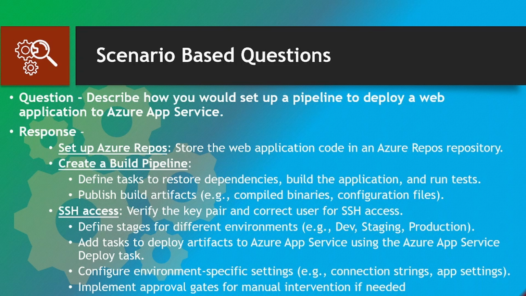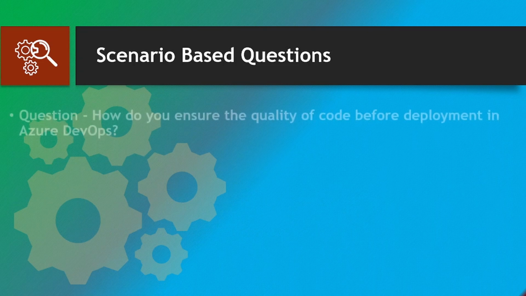Add a task to deploy artifacts to Azure App Services using the Azure App Service deploy task. Configure environment-specific settings, for example connection settings, app settings. Implement approval gates for manual intervention if needed. The next question.